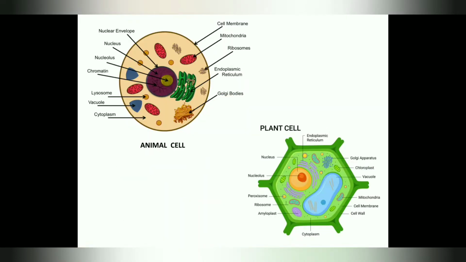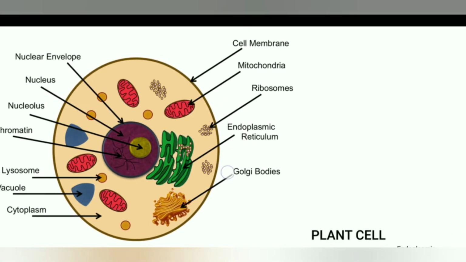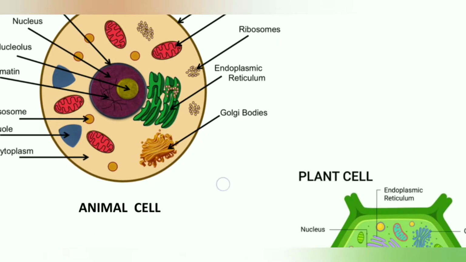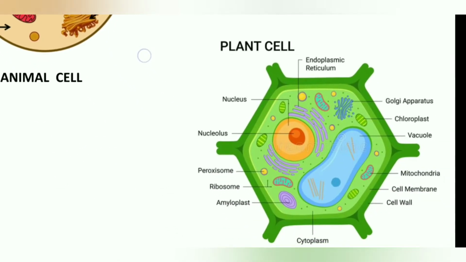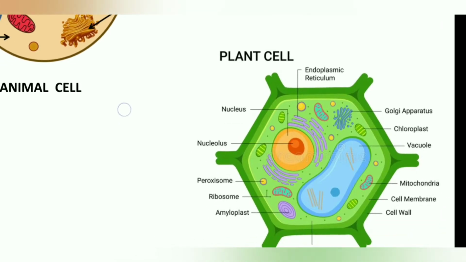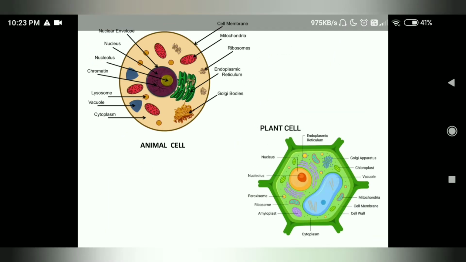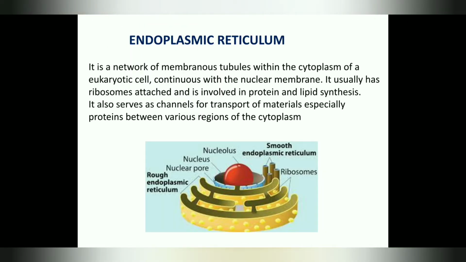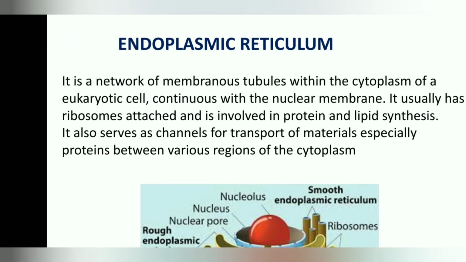Here you can see in the picture an animal cell and a plant cell. We have seen these different cell organelles such as mitochondria, ribosomes, endoplasmic reticulum, Golgi bodies, lysosomes, and in plant cells you have chloroplasts, vacuoles, etc. We'll be dealing with a few cell organelles in detail. The first cell organelle is the endoplasmic reticulum.